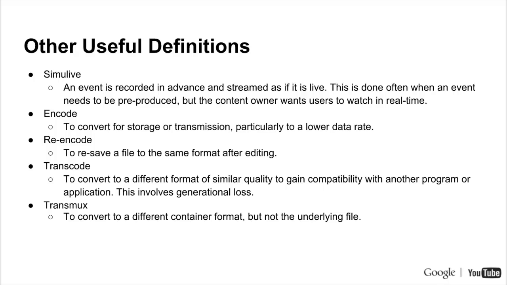To encode means simply to compress some data for storage or transmission, especially to a lower data rate. To re-encode is to resave a file to the same format after you've done some editing to it. To transcode is to convert to a different format of a similar quality to gain compatibility with another program. For example, you can transcode a Windows Media file to a Flash file. This usually involves generational loss, so the more transcoding you do, the worse quality you're going to see. Transmuxing is when you swap out the container or the wrapper file.